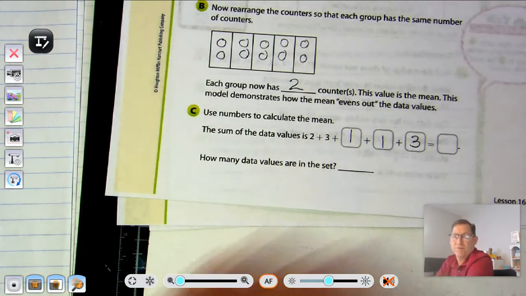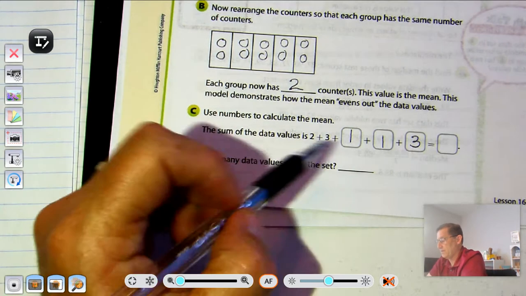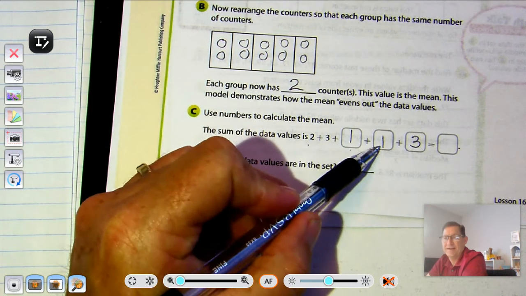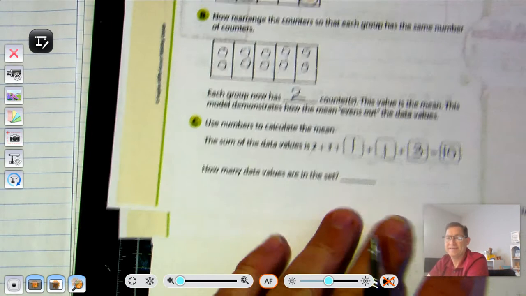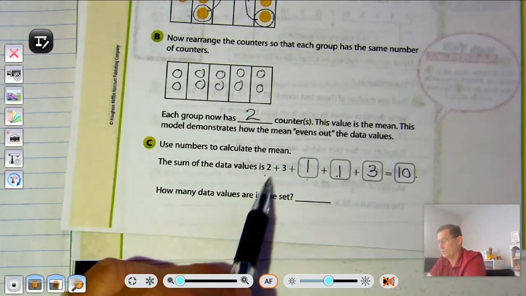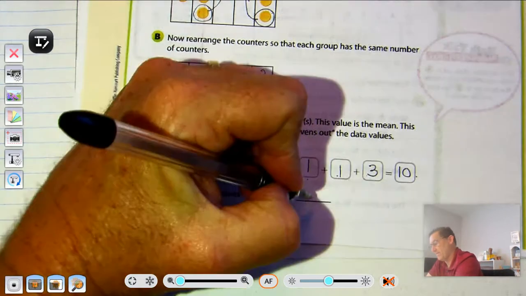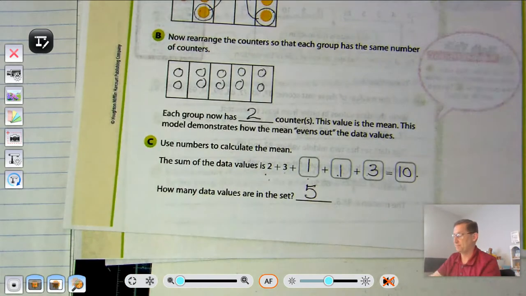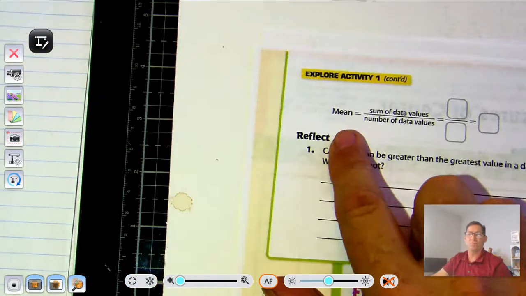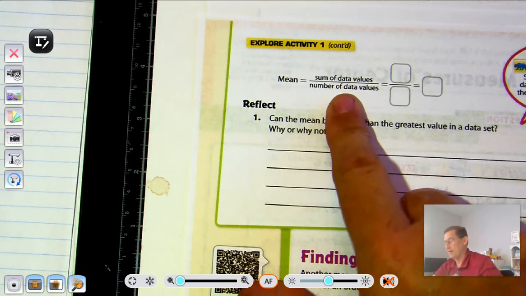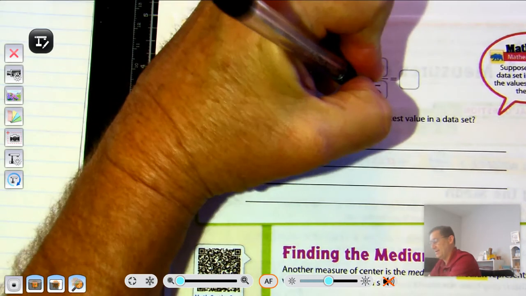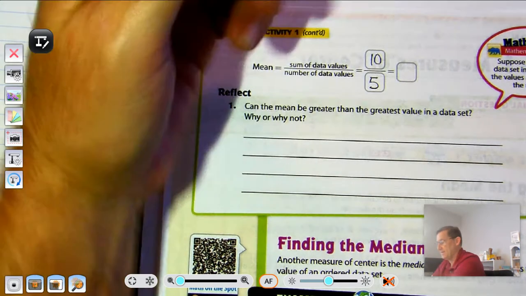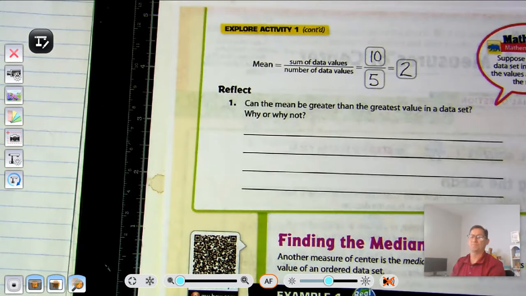So you would add up the value of all the data values. 3 and 2, 5, 6, 7, and 3 more is 10. So the sum of all the data values is 10. Now, how many data values are there? Well, there's 1, 2, 3, 4, 5. 5 pieces of data. Okay. And that leads to a division problem where we find the mean by taking the sum of the data values, 10, and dividing by the number of data values in the set, 5 in this case. And 10 divided by 5 is 2.